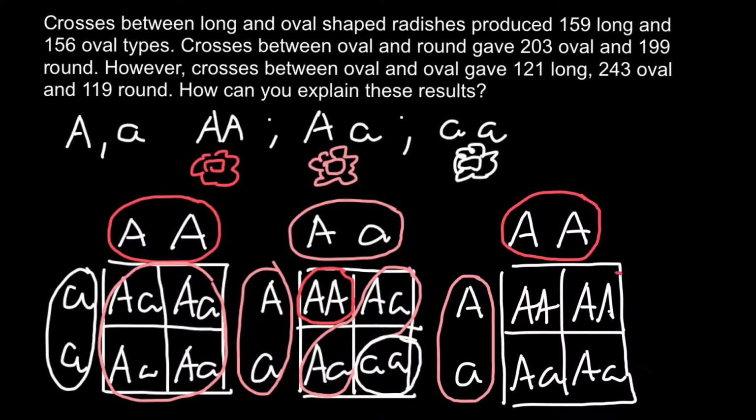So 50% of the progeny is going to have red flowers, and 50% of the progeny is going to have pink flowers. So this time we have a 1 to 1 ratio. And once again, in the previous example we had a 1 to 2 to 1 ratio. So let's now return to our problem.